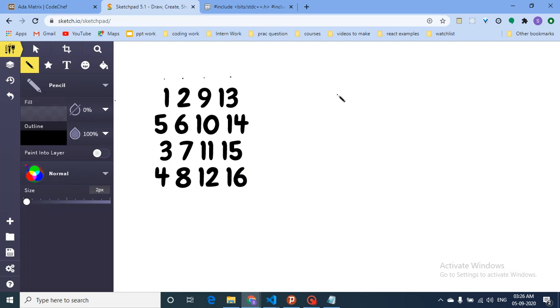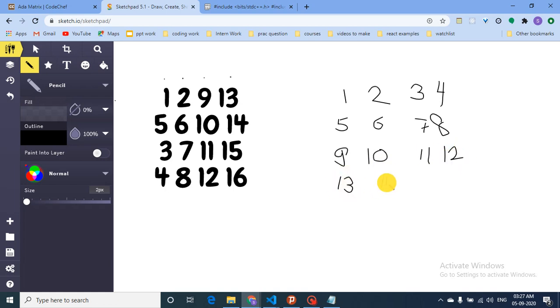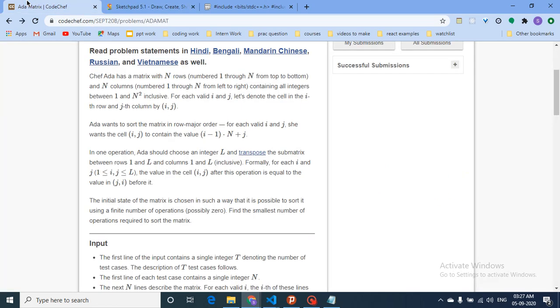So what does this mean? She actually wants to sort in this manner: 1 2 3 4, 5 6 7 8 and so on, 9 10, 11 12, 13 14, 15 and 16. That's the way she wants to sort this out.